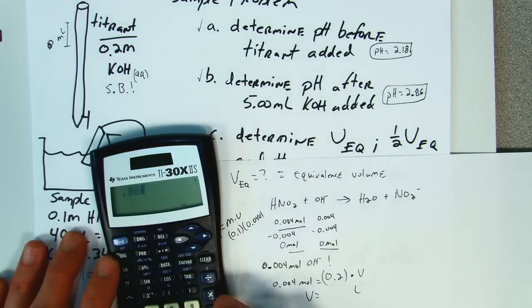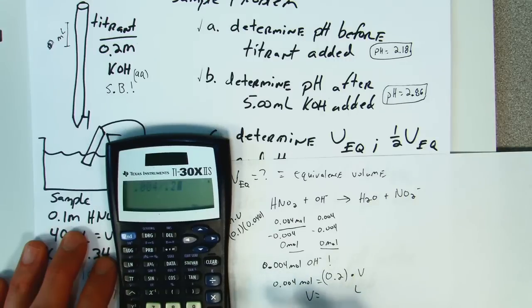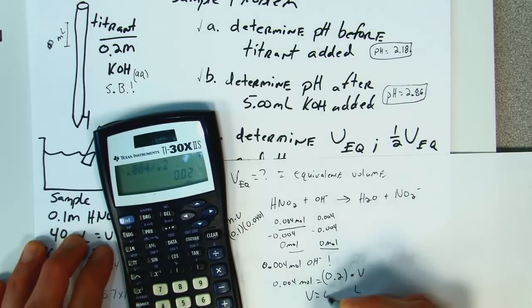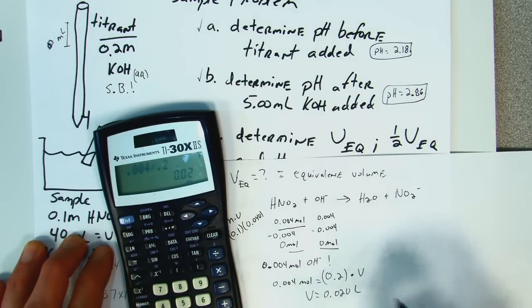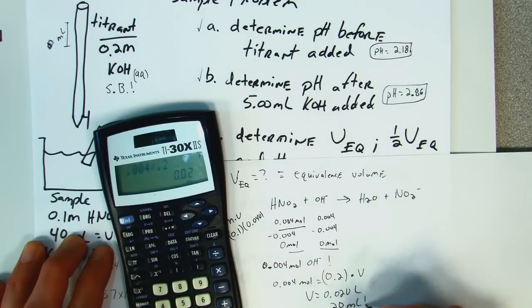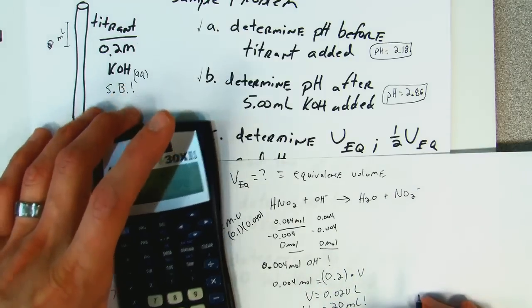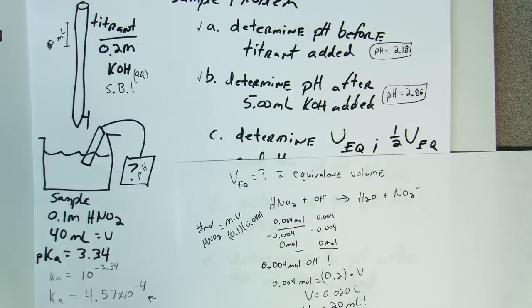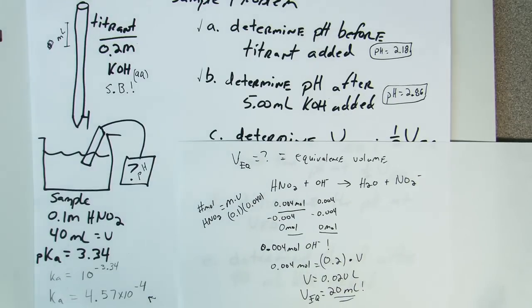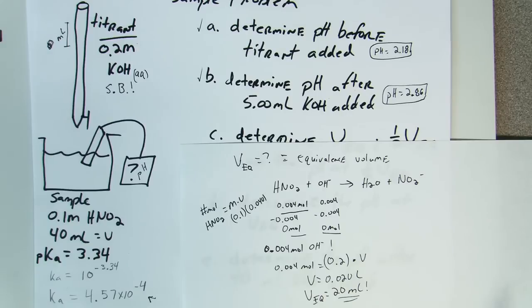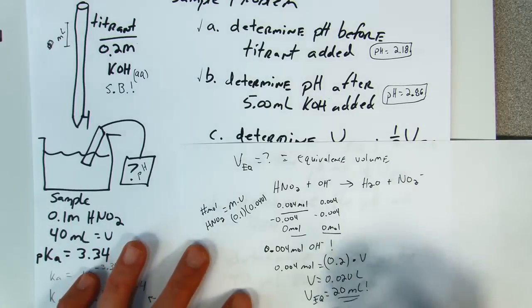So I do 0.004 and I divide by 0.2, and I get 0.020 liters, which is 20 milliliters. So my VEQ is going to occur right at 20 milliliters. So when I add 20 milliliters of my titrant, that's my equivalence point. That's where I'm going to be able to titrate all of my weak acid. Now, that's my VEQ.